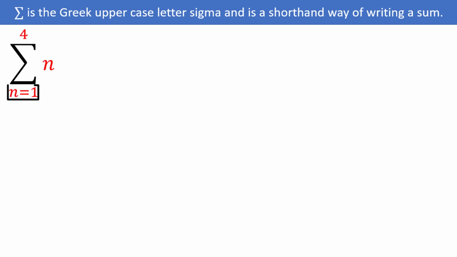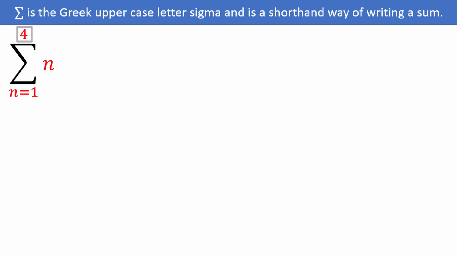The bottom of the summation tells us where to start. The first number we need to add is the number we get when we plug in n equals 1. Then we increment by 1 and continue adding numbers together until we get to the number on top, 4.